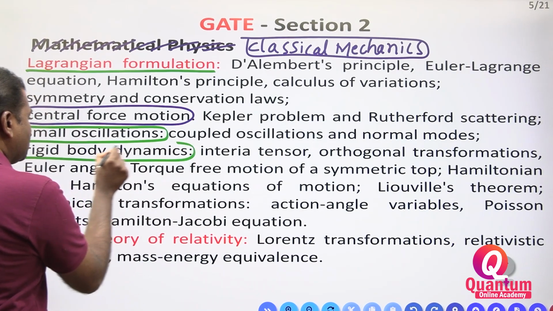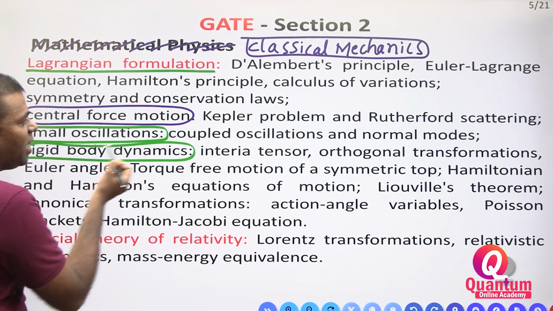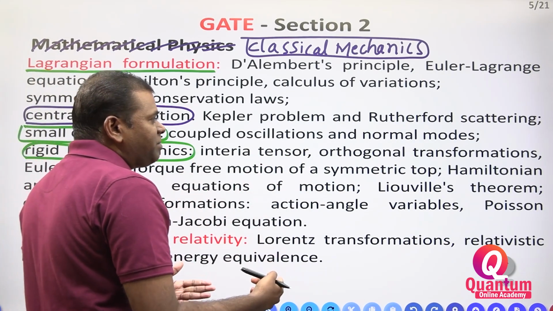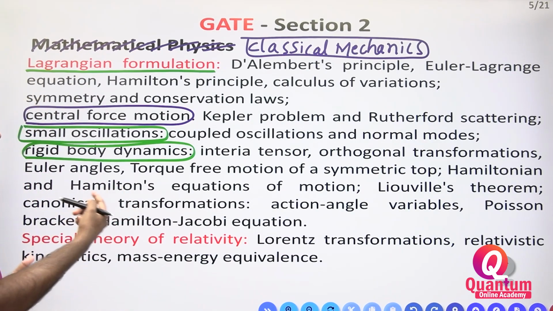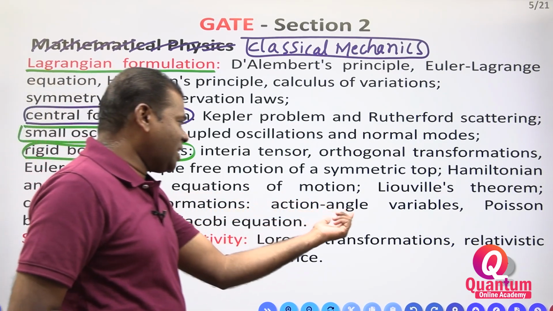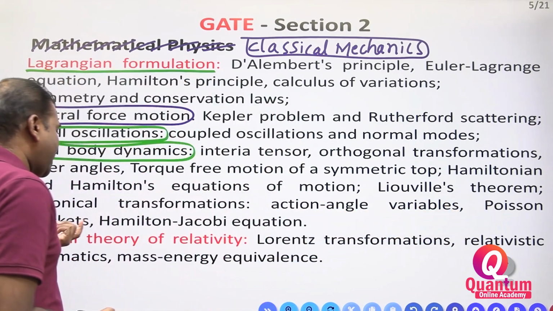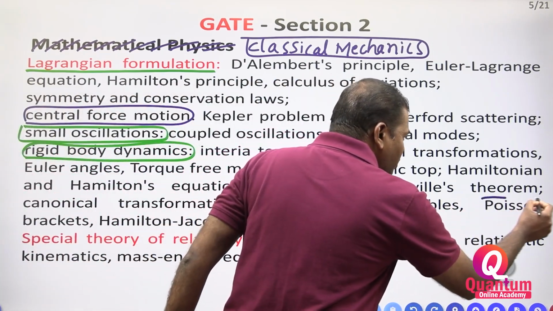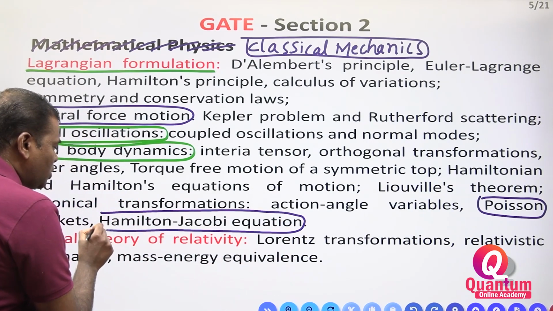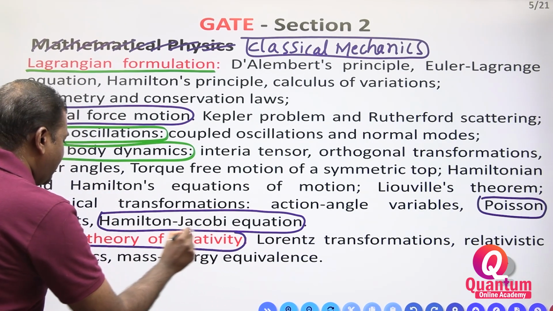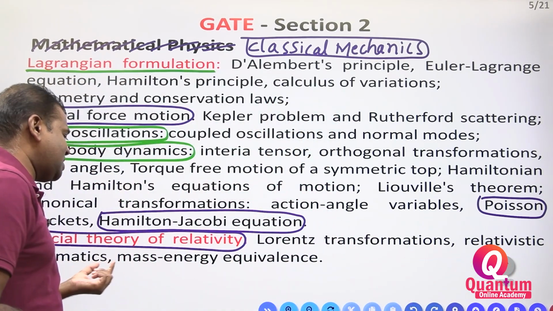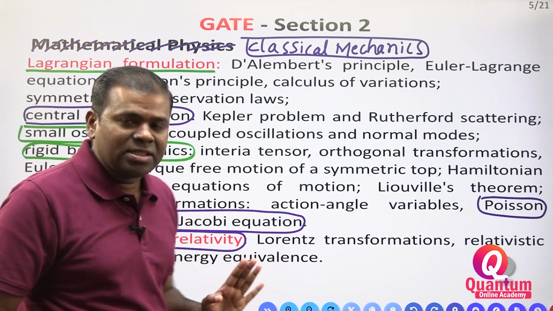Rigid body dynamics is in the CSIR syllabus also: inertia tensor, orthogonal transformations, Euler angles, torque-free motion of the symmetric top, Hamiltonian and Hamilton's equations of motion, Liouville's theorem, canonical transformation, action-angle variables, Poisson brackets, and the Hamilton-Jacobi equation. The CSIR syllabus covers these too. Then special theory of relativity: Lorentz transformation, relativistic kinematics, mass-energy equivalence.